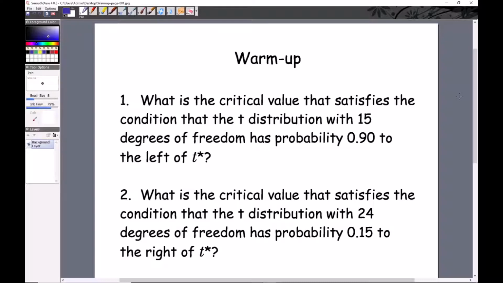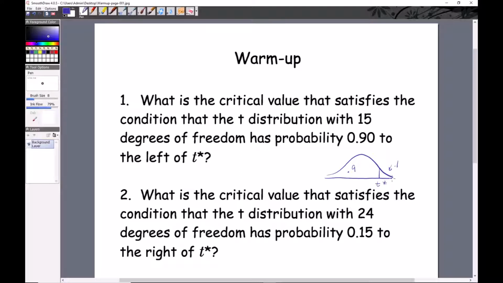So for number 1 here, and this is in your packet, I think it's a few pages in, what is the critical value that satisfies the condition that the T distribution with 15 degrees of freedom has a probability of 0.9 to the left of T star? Let's illustrate this with a bell curve, because T curves are bell curves. If it's 0.9 to the left of T star, that leaves us 0.1 to the right of it, and that cut point is where our upper tail T critical value is.